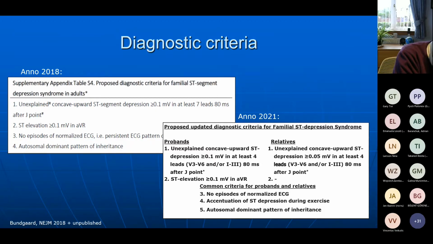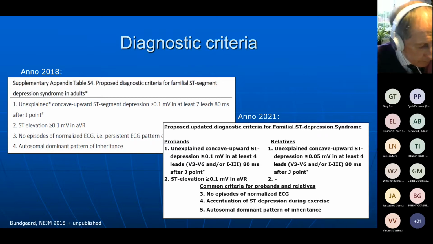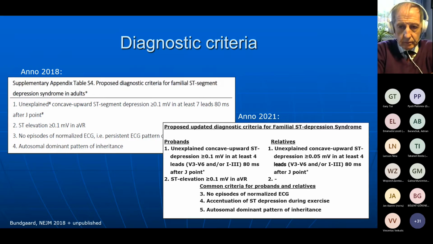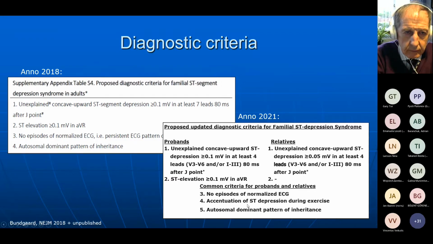I think that's what we've learned from other inherited arrhythmia syndromes as well, that we notice the most pronounced cases first, and we later learned that it is a spectrum. We have had several cases referred due to suspected familial ST-depression syndrome as well, but there are a few of the cases that we evaluated where we actually concluded that it was not the case, primarily because we couldn't prove that it was inherited. So it's an important part of the diagnostic criteria that the ECG pattern has to be inherited, and there has to be no episodes of normalization of the ECG.